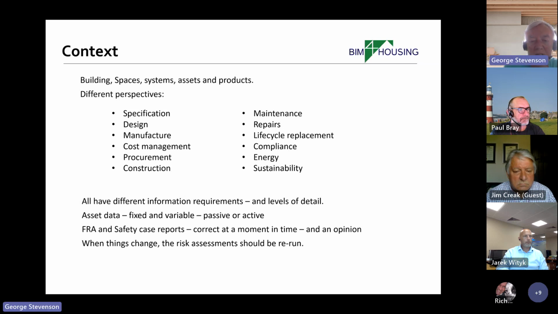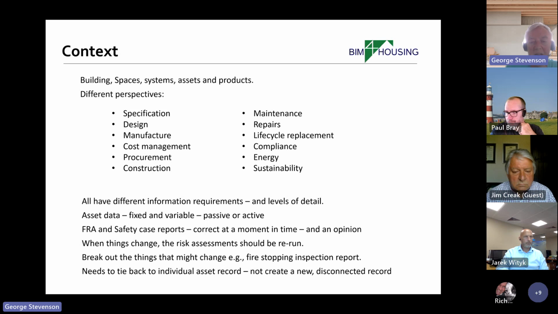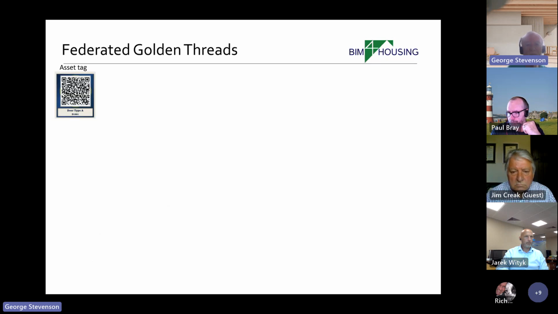And part of this exercise is to really make sure that things like the fire risk assessment and safety case reports are recognised as being a snapshot in time. And therefore, if things change, the risk assessment needs to be rerun. And also it needs to tie back to individual records of assets, not creating even more golden threads.